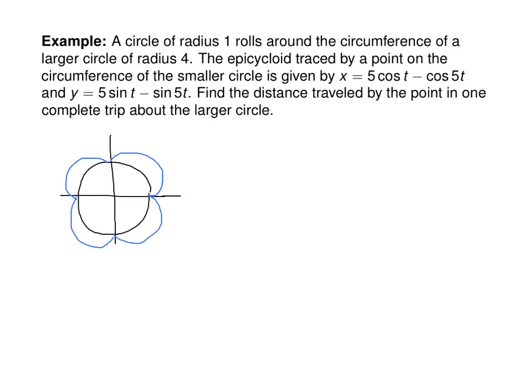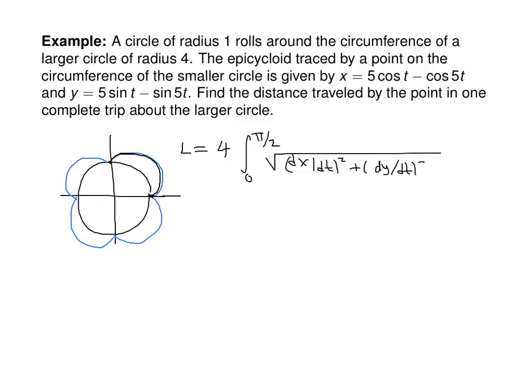And of course you're dying to find out the length of the flower. Sorry, no, you're not. But the length of that flower will be given by just one of those petals times 4. So 4 times the integral from 0 to pi halves, because we went from an angle of 0 to pi halves, of the root of (dx/dt) squared plus (dy/dt) squared dt. So that'll be 4 times the integral from 0 to pi over 2.